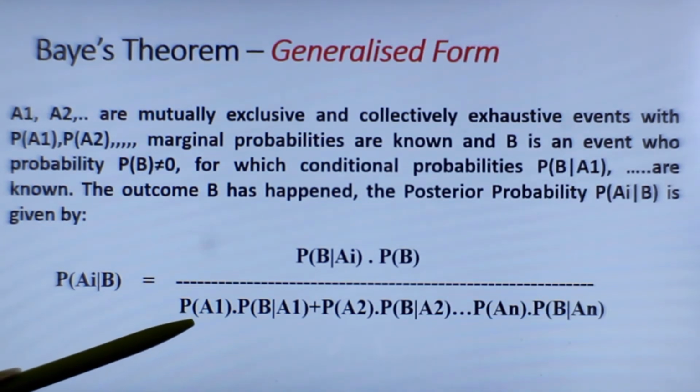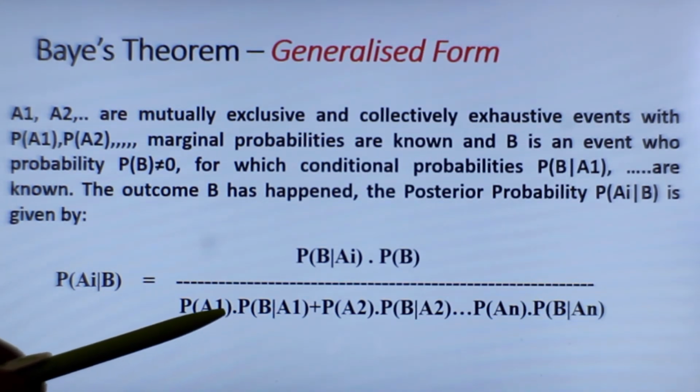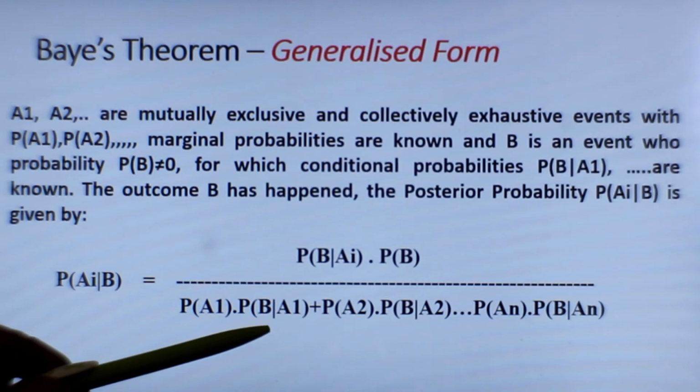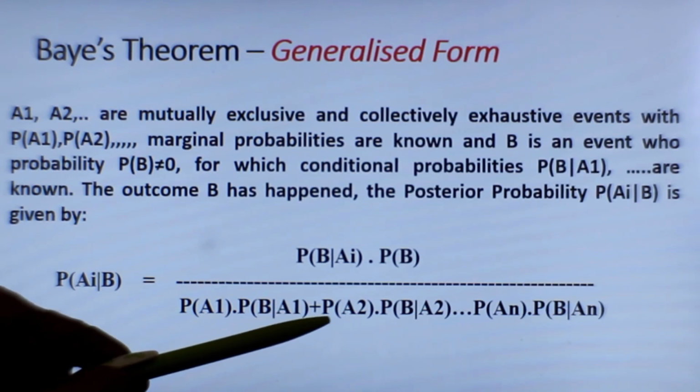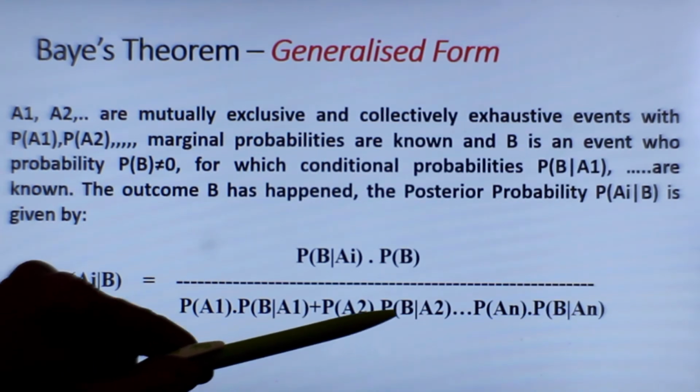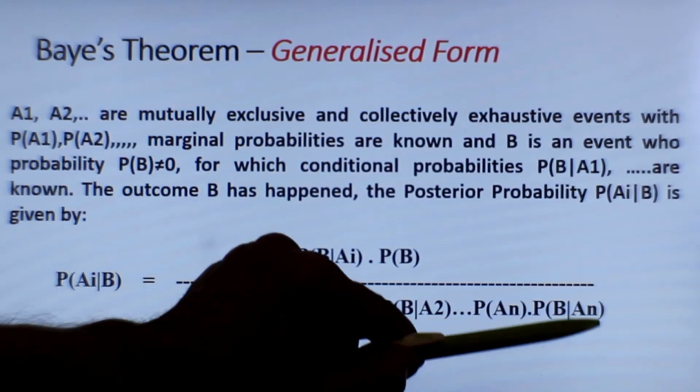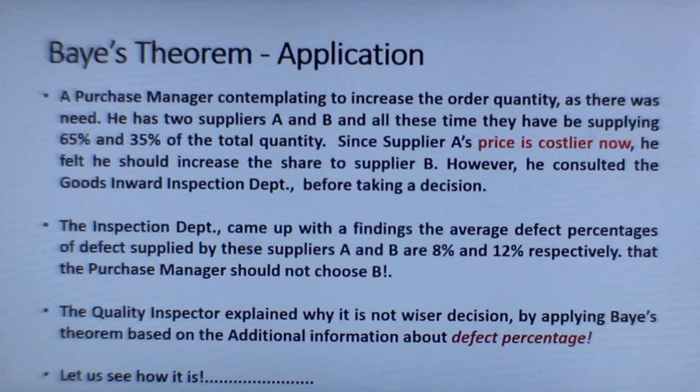Probability of A1 and probability of B having A1 has occurred, plus probability of A2 into probability of B having A2 has occurred, and so on and so forth, up to N. Let us look at this business scenario. A purchase manager is contemplating increasing the supply quantity of supplier B.